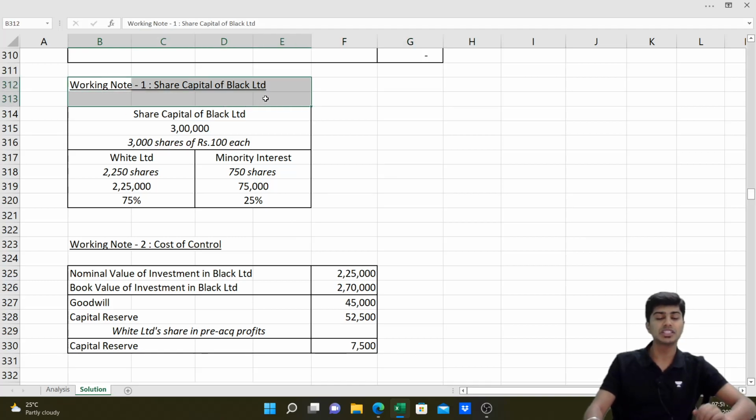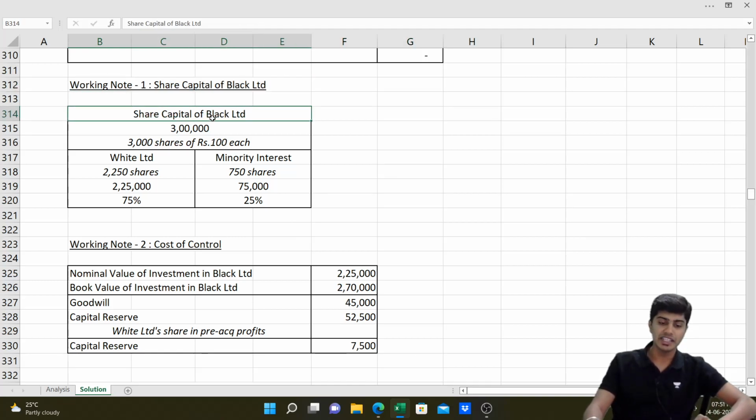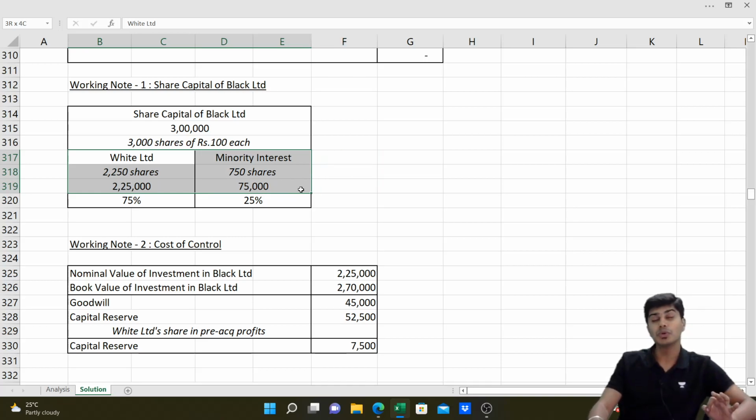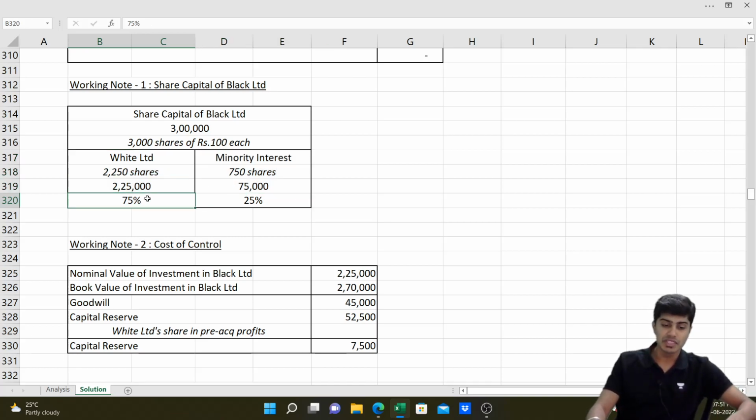So now we're going to discuss the share capital of Black Limited. Share capital of Black Limited is 3 lakh rupees, which is made up of 3,000 shares of rupees 100 each. Of this, 2,250 shares are held by White Limited, which comes to 2,25,000, and the minority holds 750 shares, that comes to 75,000. Based upon this, I'll compute the percentage of holding. 2,25,000 divided by 3 lakh, or 2,250 divided by 3,000, will give us 75% and 25%.